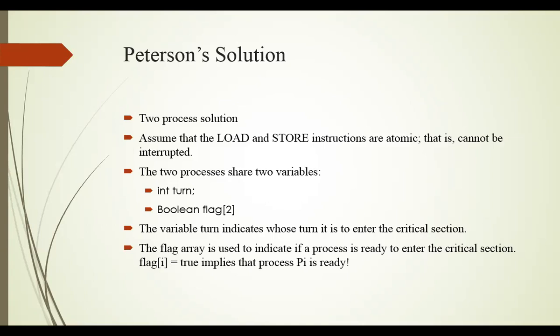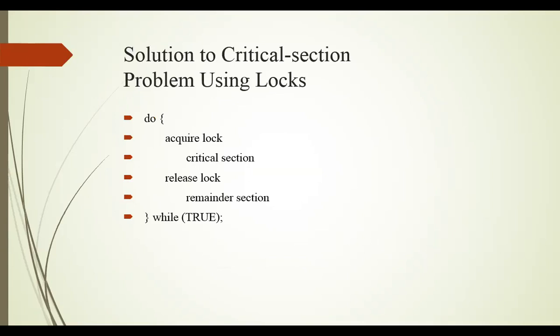The two processes share two variables: int turn and Boolean flag[2]. The variable turn indicates whose turn it is to enter into the critical section. The flag array is used to indicate if a process is ready to enter the critical section. If flag[i] is true, it implies that process Pi is ready to enter into the critical section. This is the solution to the critical section problem.